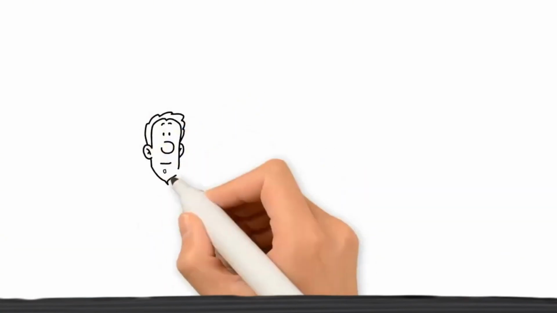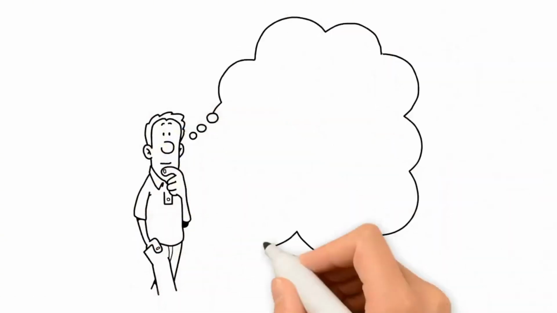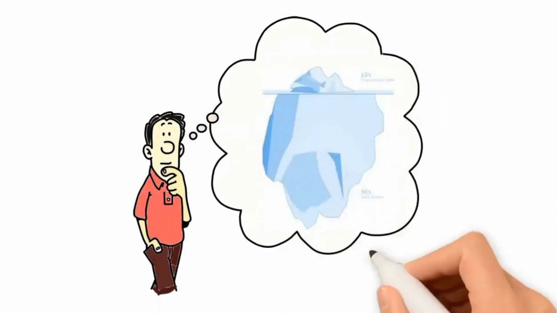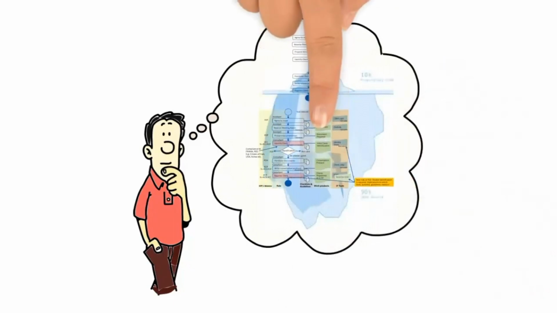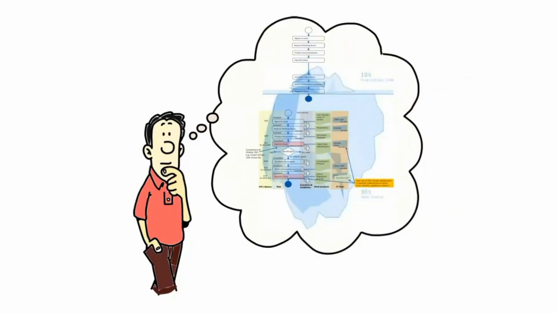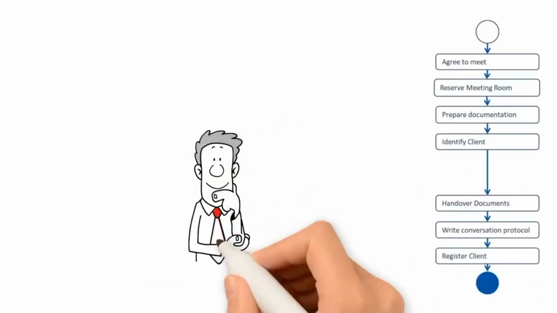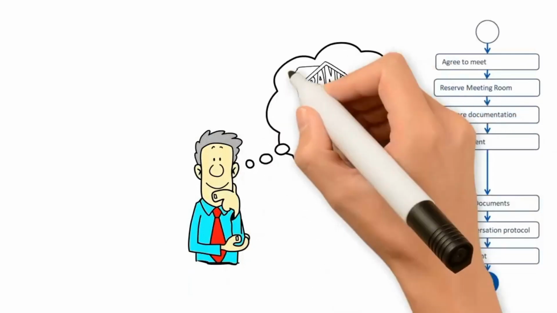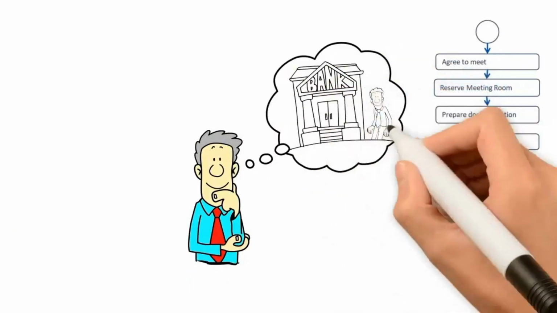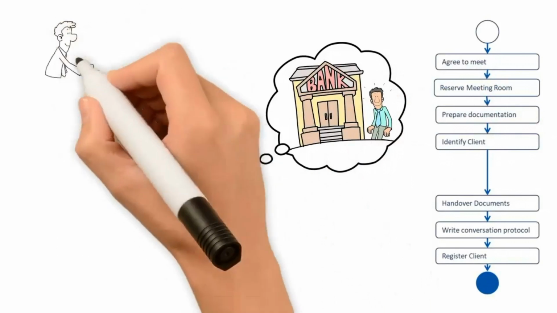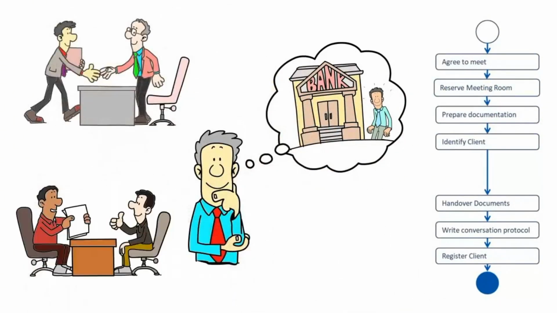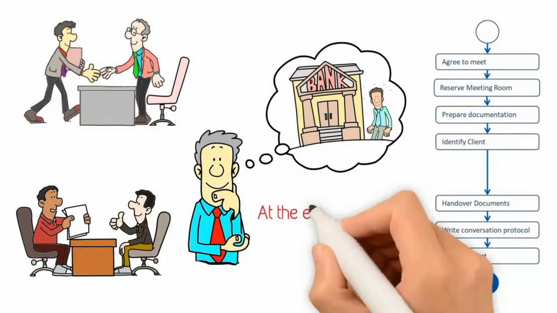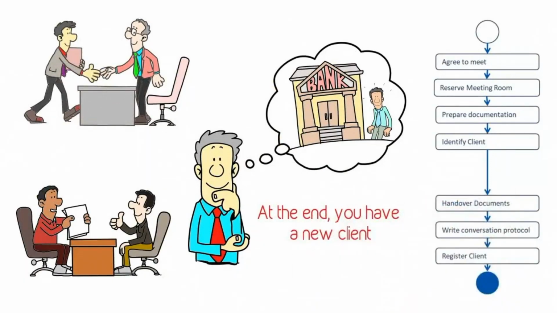A lot of people think about processes as a process diagram, but that's only the tip of the iceberg. There is much more information that goes into it than someone may expect. Imagine you're working at a bank and a customer is coming in for the first time. Usually, you have a small process like you agree to meet, you reserve a meeting room, prepare the documentation, and so forth. Then, at the end, you have a new client.